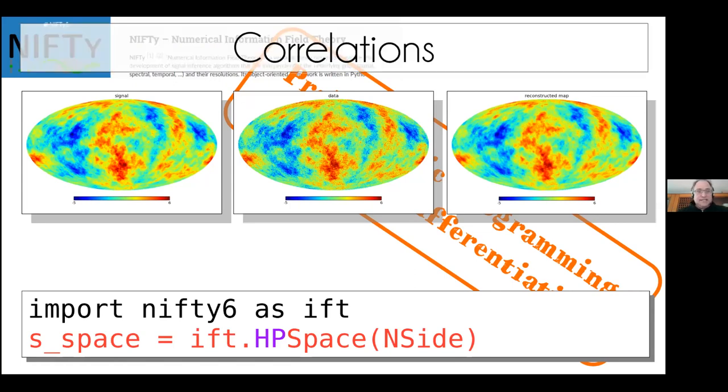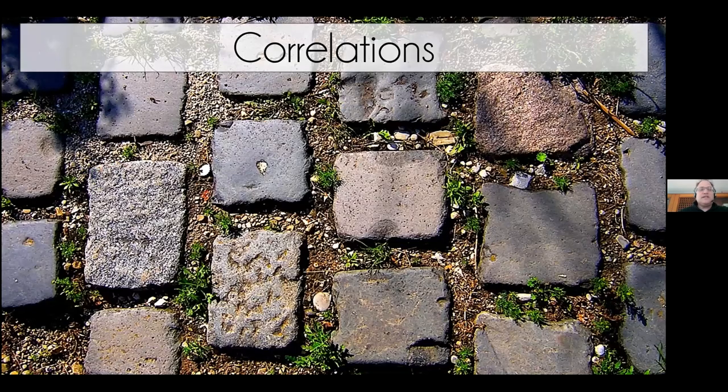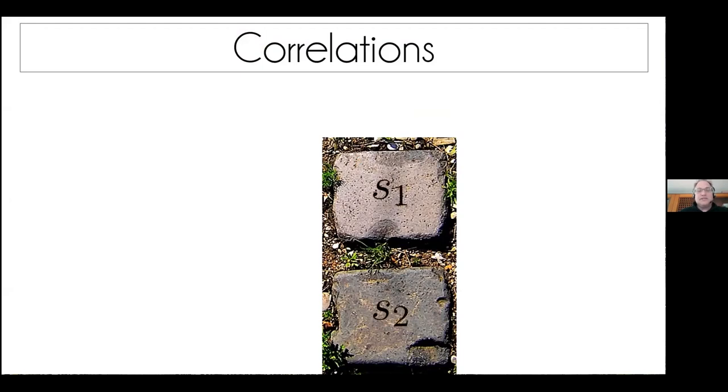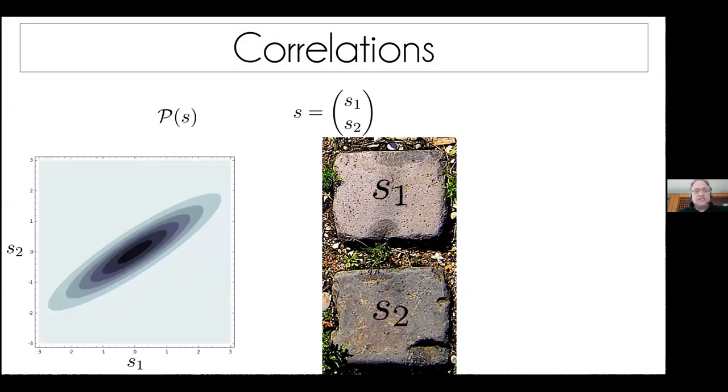Essentially, what makes this possible are the correlations. So let's look at how to describe correlations. Let's imagine we want to do a pixelized image, and let's do the smallest pixelized image where correlations play a role, one with two pixels. Let's call the values S1 and S2 of these two pixels and put them into a vector. So over this two-dimensional vector space, we might have some prior knowledge of what is possible. So like here, we assume that S1 is correlated with S2.